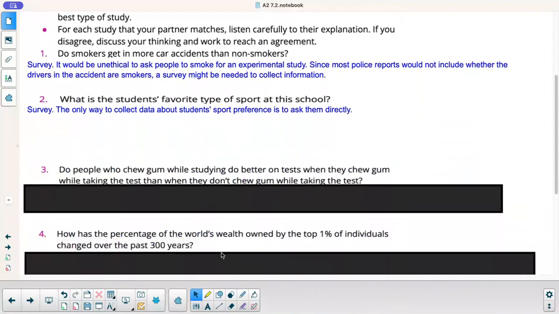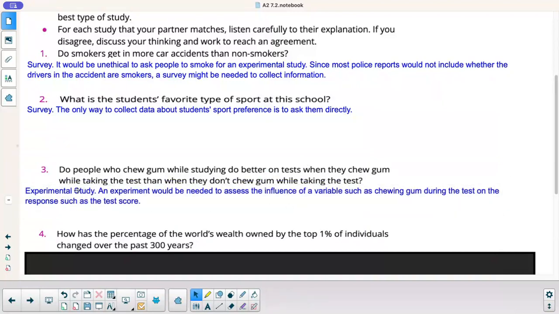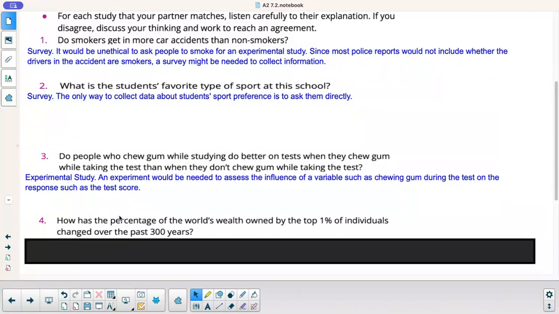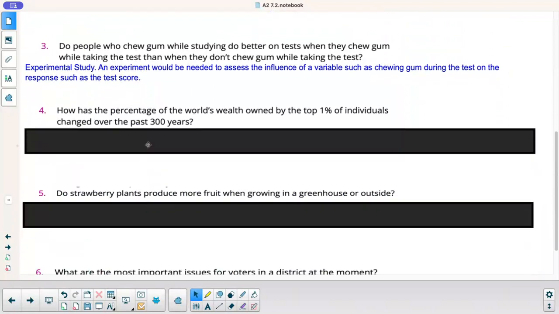Okay. Number 3, do people who chew gum while studying do better on tests when they chew gum while taking the test than when they don't chew gum while taking the test? Experimental study would be pretty easy on this one because you would have 2 groups. The experiment would be needed to assess the influence of a variable, such as chewing gum during the test, on the response, such as a test score. So you just make 2 groups of gum chewers and take the gum away from one and keep the gum for the other one and take a look at the test scores and see what happens.